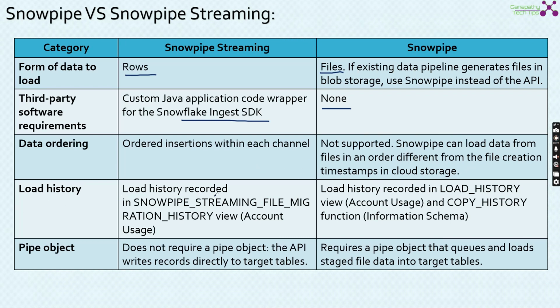Load history: here the load history is recorded in the Snowpipe streaming file migration history view of account usage. In the case of Snowpipe, the load history is recorded in the normal load history view of account usage and the copy history function in the information schema. Finally, the pipe object. For Snowpipe streaming, there is no requirement for a pipe object. The API writes directly into the Snowflake target tables. But for Snowpipe to work, you need to create a pipe object that queues and loads the staged file data into the target tables. Again, it is very evident.